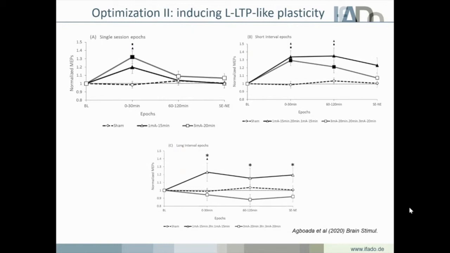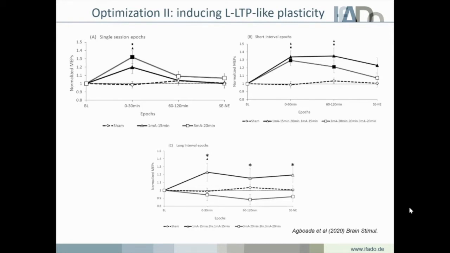As you can see, both the optimal protocol of 3 milliamp per 20 minutes and the standard protocol of 1 milliamp per 15 minutes showed enhancements that were significant within the first 30 minutes after stimulation. The floating symbols show comparison with sham, and the filled symbols show comparison with baseline. There were no significant differences between the intensified protocol, that's the optimal protocol of 3 milliamp per 20 minutes, and the standard protocol. But there was a slight enhancement of the 3 milliamp per 20 minutes that was better than the 1 milliamp per 15 minutes.